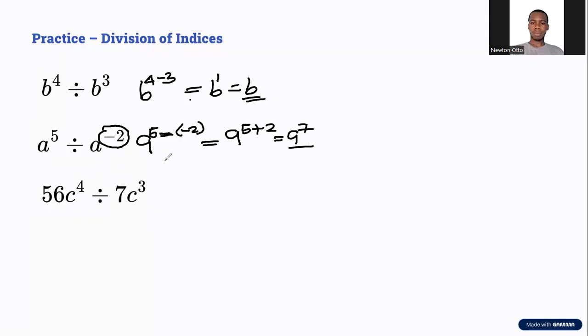And for the last question, we have 56c raised to power 4 divided by 7c raised to power 3. So 56 divided by 7, c raised to power 4 minus 3. What is 56 divided by 7? That is 8. And c raised to power 4 minus 3 is 1. This will give us 8c. Anything raised to power 1 is itself.